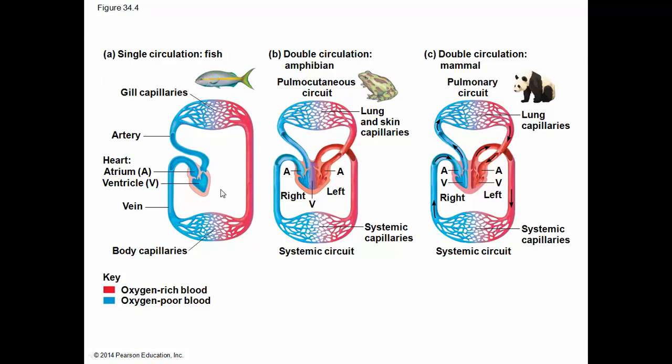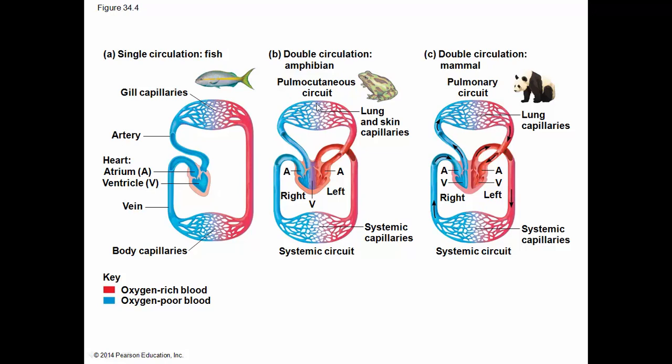Okay, so here's the single circulation of the fish. The heart pumps the blood through the ventricle. This is usually the stronger chamber, the ventricle, and then into the artery, which is taking the blood to the gills. In the gills, it receives oxygenation, and that oxygenated blood then travels through the body and into the body capillaries, where it releases the oxygen and picks up carbon dioxide and travels through the vein back into the heart, through the atrium, into the ventricle. So that's the single circulation of the fish.